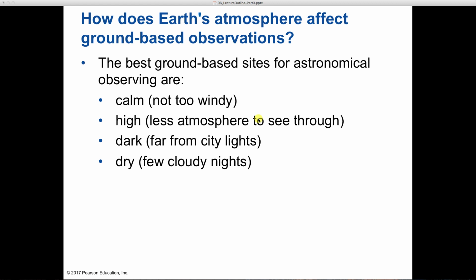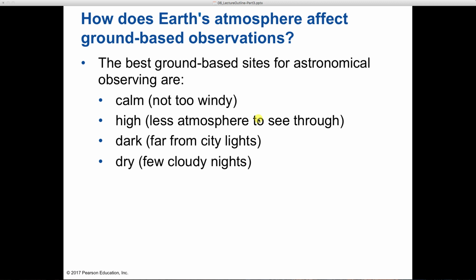So you don't want it to be windy, so you want to be somewhere where it's fairly calm. You want to be up as high as you can so there's less atmosphere between you and the stars. Being up high on a mountain doesn't mean that you're necessarily closer to the stars. It doesn't help in that respect, but it helps diminish the jitteriness of the image because of the atmosphere. So the less atmosphere you have to look through, the better.